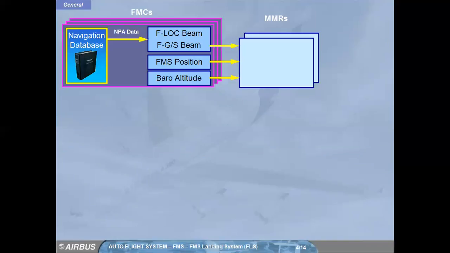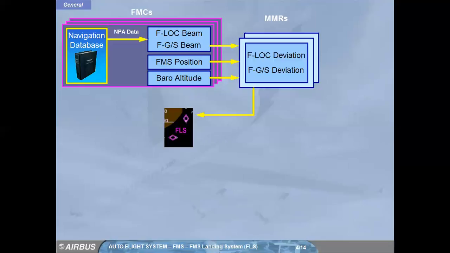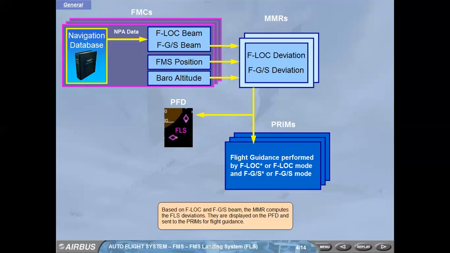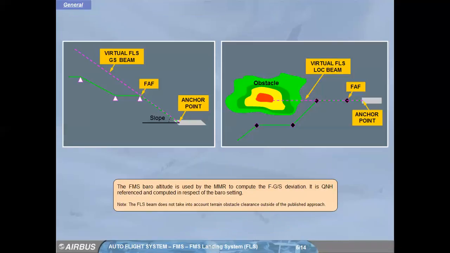From the FLOC and FGS beam, the MMR computes the FLS deviations. They are displayed on the PFD and sent to the PRIMs for flight guidance. FMS baro altitude is used by the MMR to compute the FGS deviation. It is QNH referenced and computed with respect to the baro setting. Note, the FLS beam does not take into account terrain and obstacle clearance outside of the published approach.